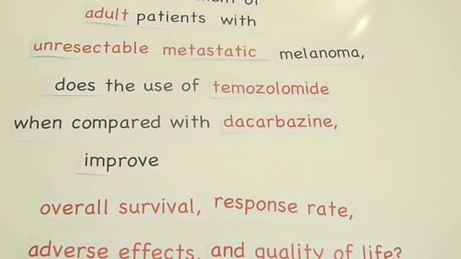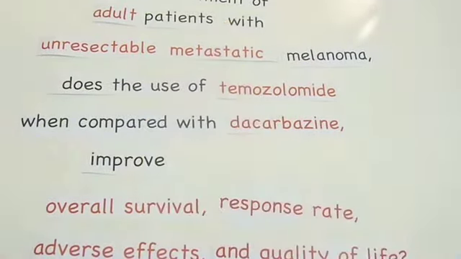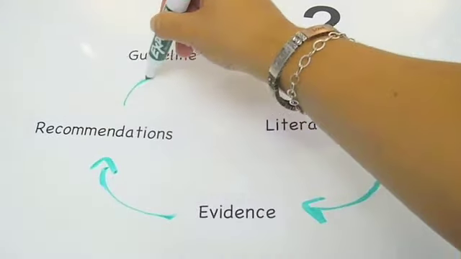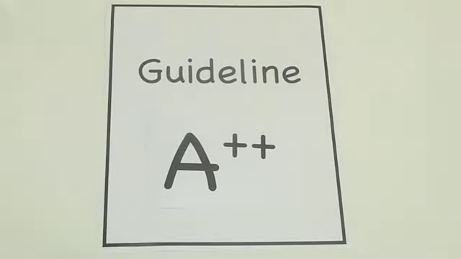So, our final guideline question becomes, in the treatment of adult patients with unresectable metastatic melanoma, does the use of oral temozolomide compared with dacarbazine improve overall survival, response rate, adverse effects of treatment, and quality of life? This question now allows for the development of specific literature search strategies, evidence selection criteria, and targeted evidence selection. Now we're well on our way to developing a focused guideline.